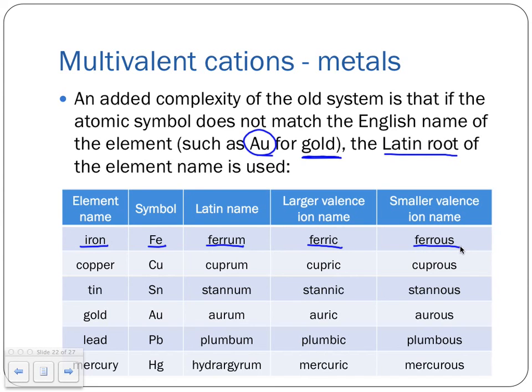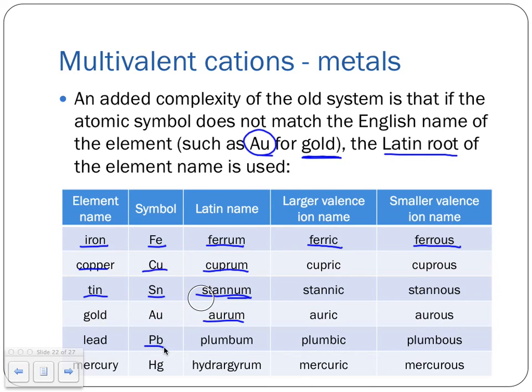Same thing is true for copper. Copper, symbol Cu, there's no U in copper. That's because it's taking the Latin word cuprum, and so it's cupric or cuprous. Tin is Sn, that comes from the Latin stannum, and so that goes to stannic or stannous. Gold, Au, is aurum in Latin, becomes auric or aurous using the old system. Lead, Pb, plumbum, the root we get the word plumber from because the pipes used to be made of lead, is either plumbic or plumbous.